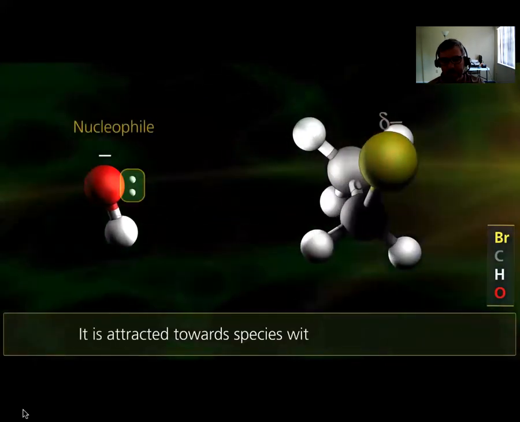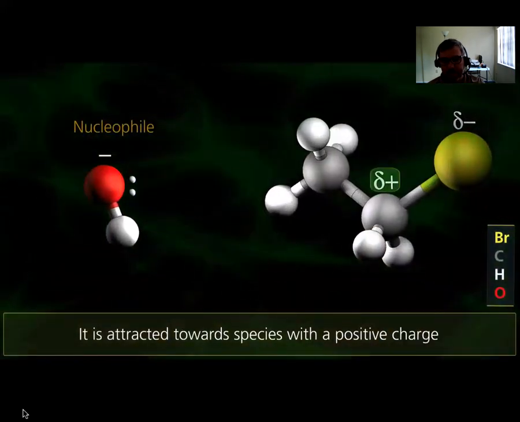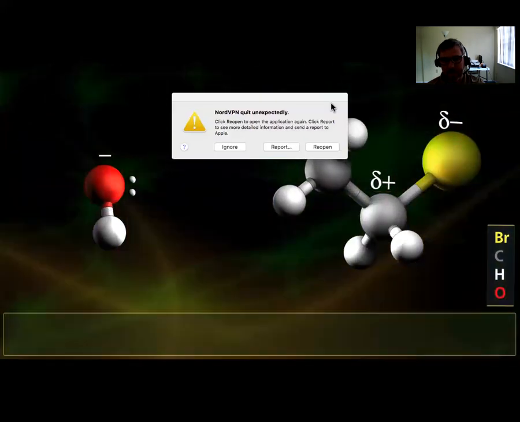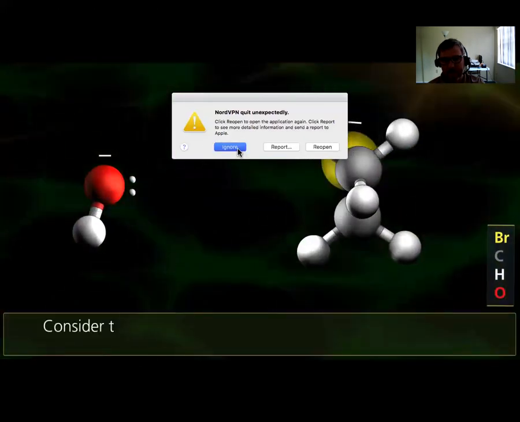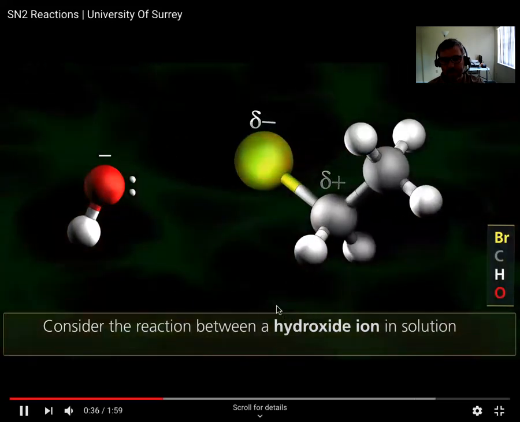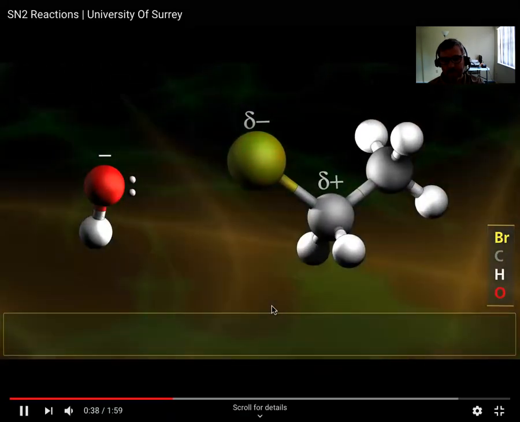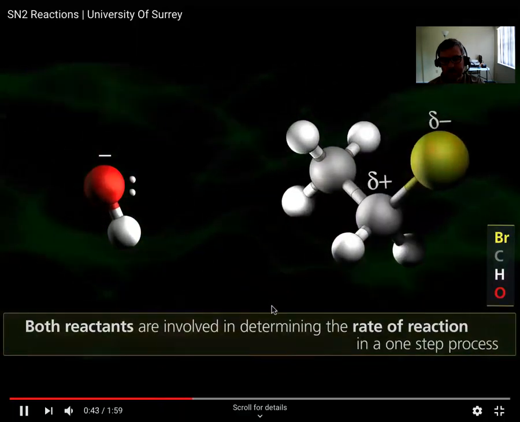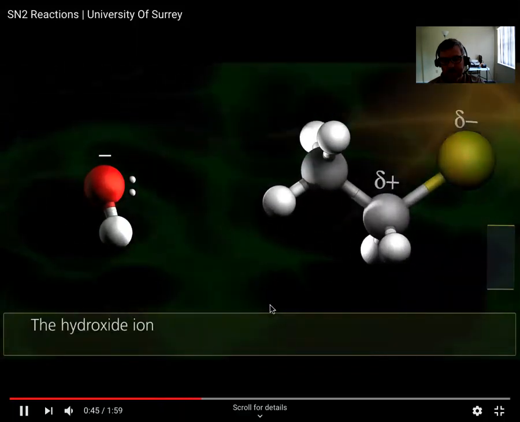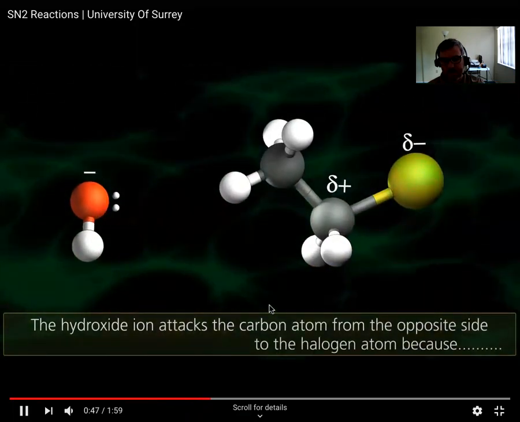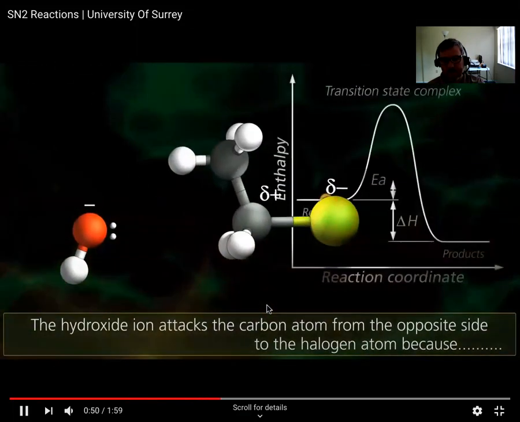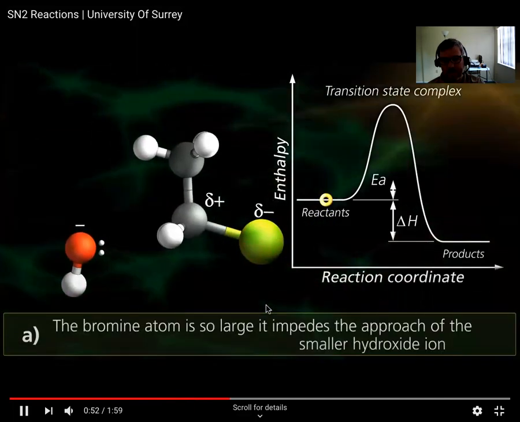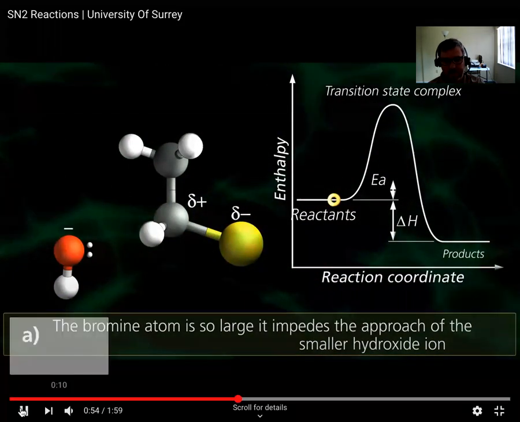It is attracted towards species carrying a full or partial positive charge, with which it can form a dative covalent bond. Consider the reaction between a hydroxide ion in solution and bromoethane. Both reactants are involved in determining the rate of the reaction in a one-step process. The hydroxide ion attacks the carbon atom from the opposite side to the halogen atom. Because the bromine atom, A, is so large it impedes the approach of the smaller hydroxide ion, and B, it repels the negative charge nucleophile.